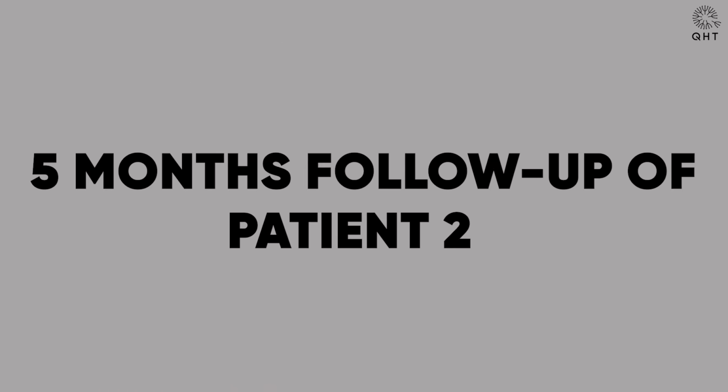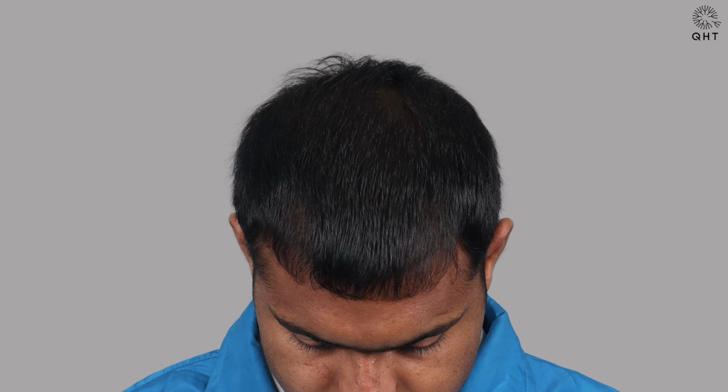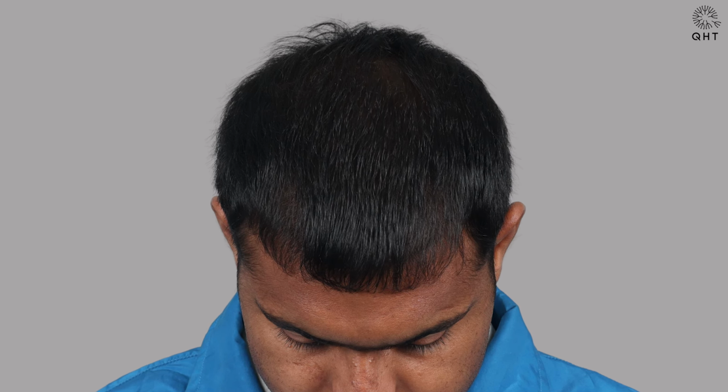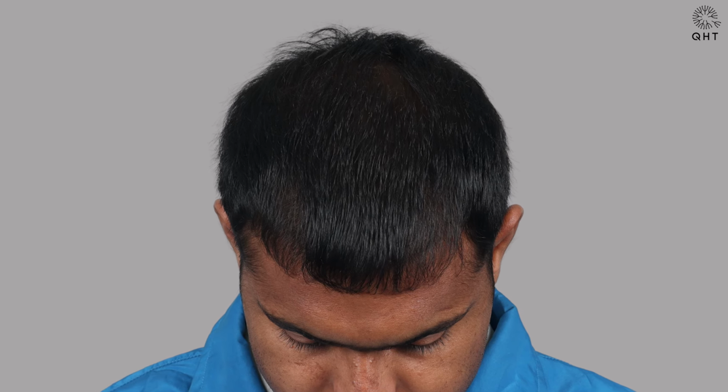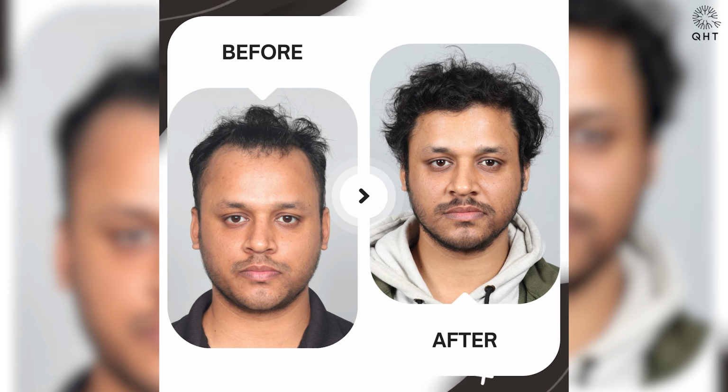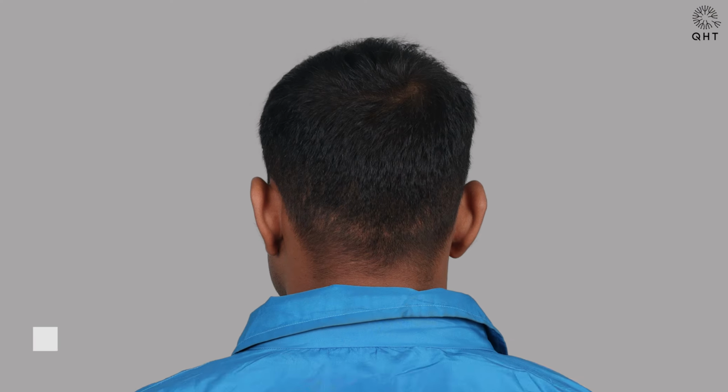Five-month follow-up of patient 2. 5 months after the transplant, patient 2's results were already remarkable. His new hairline had perfectly framed his face, and the frontal area had begun to show impressive density, bringing back a balanced and youthful look. What makes this even more exciting is that this is just the 5th month. The journey is still unfolding, and the best results are yet to come.